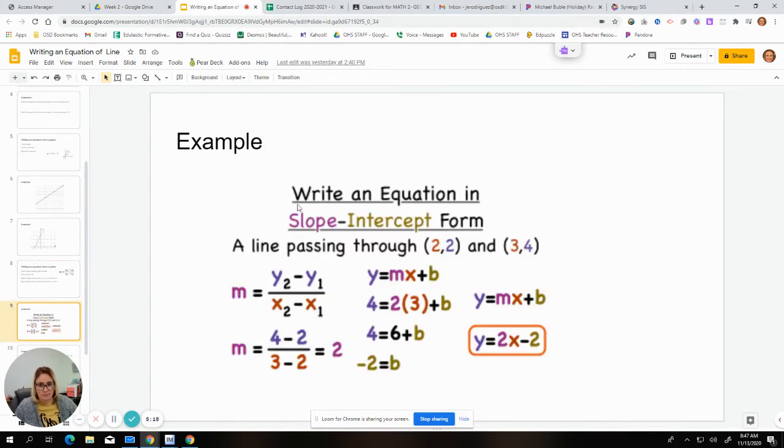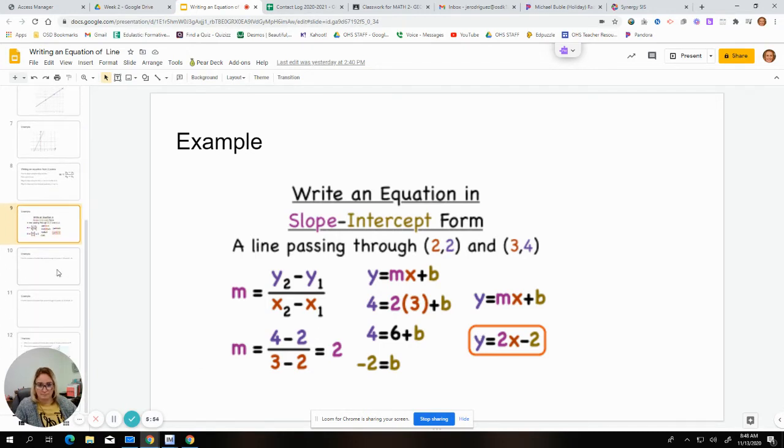Okay, so here is an example. This one's already done for you, but you can see that this has 2 values, 2 point values, and that they plugged it into our slope formula and found that the slope was equal to 2. Okay, now they chose to use the point 3, 4 to put back into y because this is an x and a y value to solve for b, and then that's how the equation came about. So there is a little bit more step-by-step process that goes in these ones. So we're going to work through that.